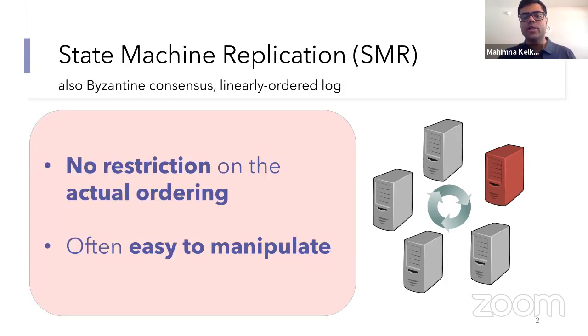But unfortunately, neither consistency nor liveness says anything about the actual ordering of transactions in the log. So for example, the consistency requirement can be met even if an adversarial node is able to choose the ordering for all of the transactions. And as it turns out, the transaction ordering is often very easy to manipulate in existing protocols.